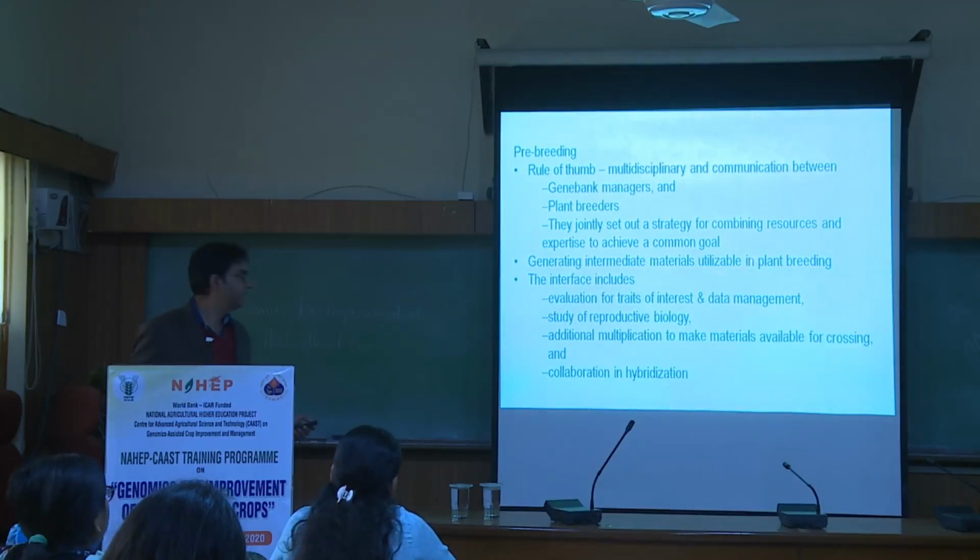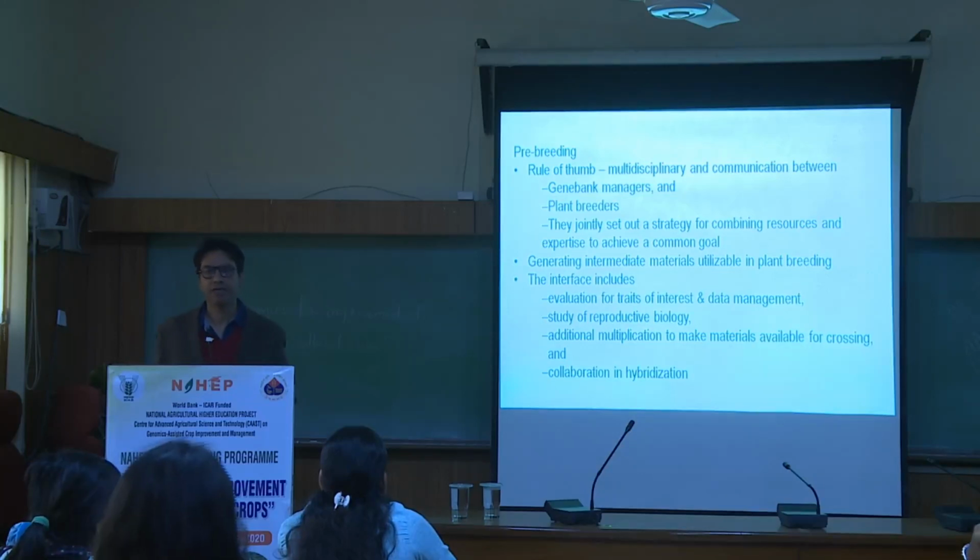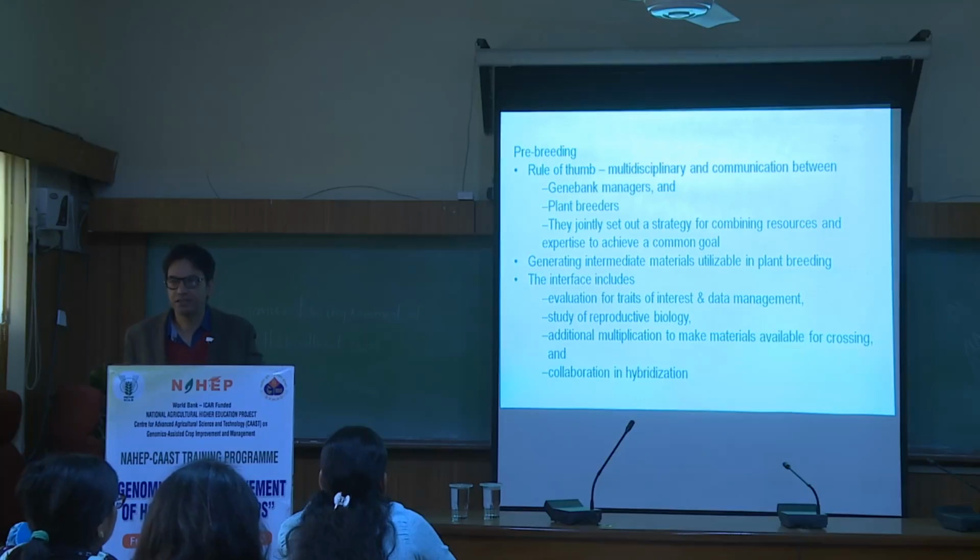Generating intermediate material, the interface includes evaluation of traits of interest, that is what I said, data management, study of reproductive biology. Suppose a crop like tomato, you can take 3 or 4 crops in a year, you have to do selfing. In 4 years, if you take 6 generations of inbreeding, 6 generations of selfing, you will get material in 1 year or 2 years.